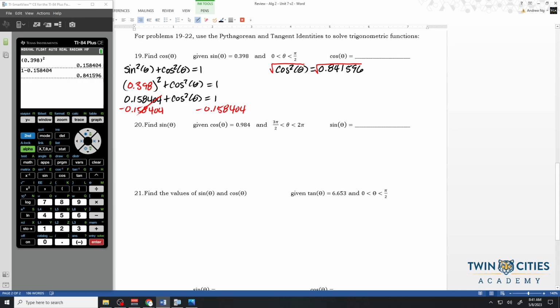Of course, when I take the square root on the left here, the square root of something squared will just be that thing. So this will be cosine of theta is equal to, now when I take the square root, because theta is unknown, it's a variable here, I'm going to do plus or minus. And now the square root of that, 0.841596, will give me, and then at this point we can round to maybe 4 digits after the decimal. So 0.9174.